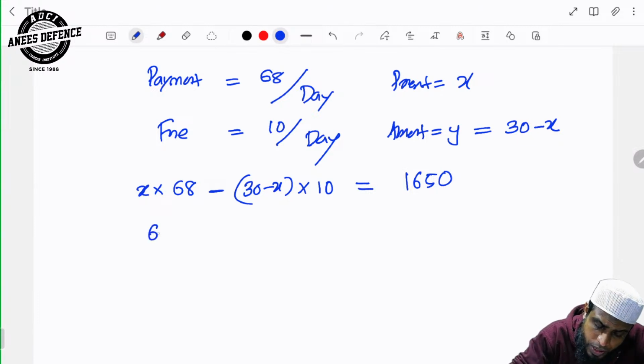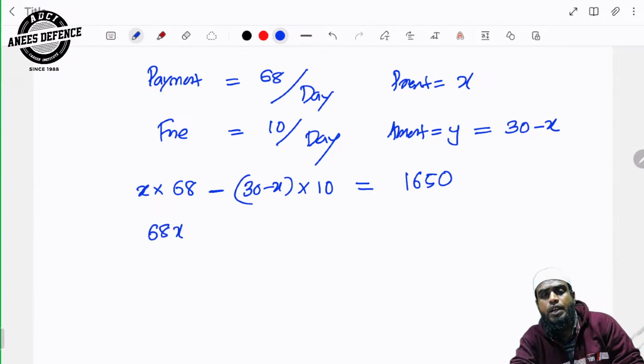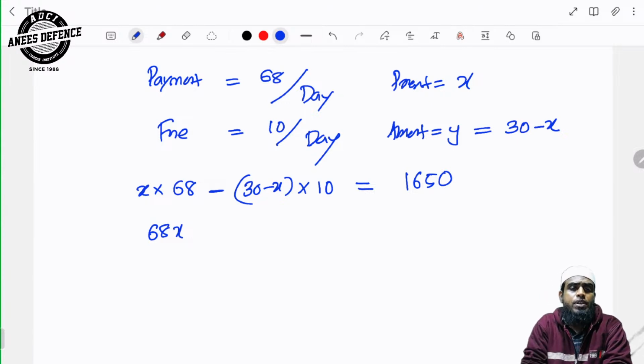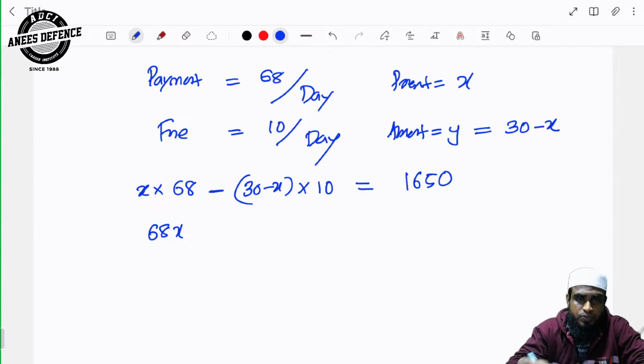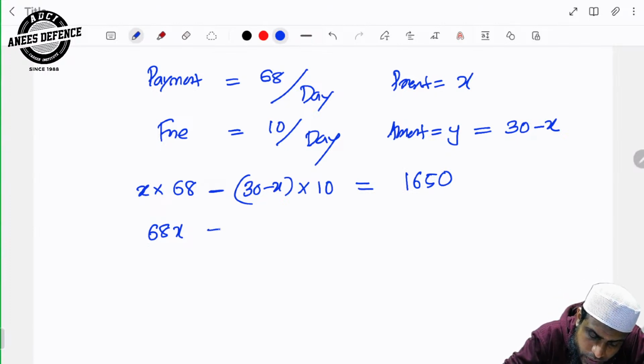So 68x. Now the payment per day is 68, and if he is absent, the fine will be rupees 10 per day. After completing 30 days of internship, he got a total amount of 1650. So the question is, how many days he was absent. So we have to calculate the value of 30 minus x. So 68x minus 30 into 10, 300, minus into minus plus, that is 10x equal to 1650.